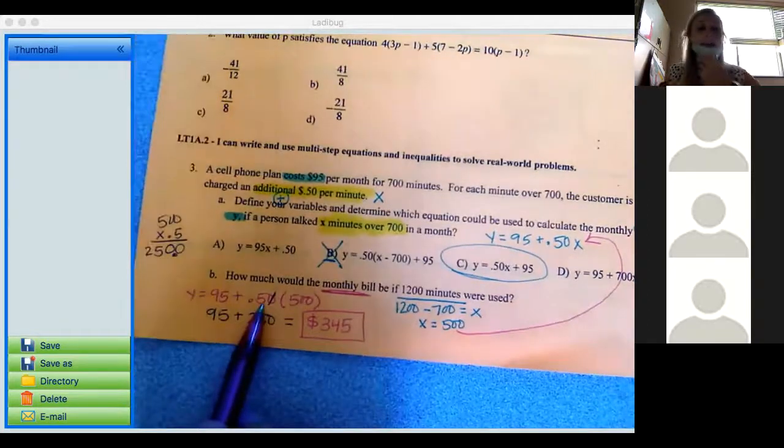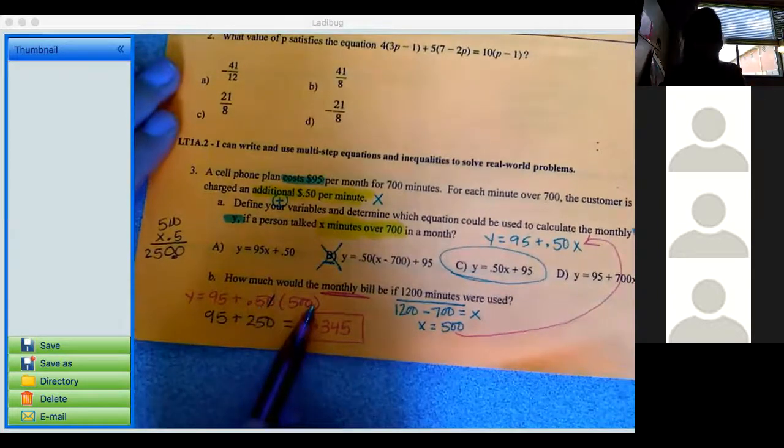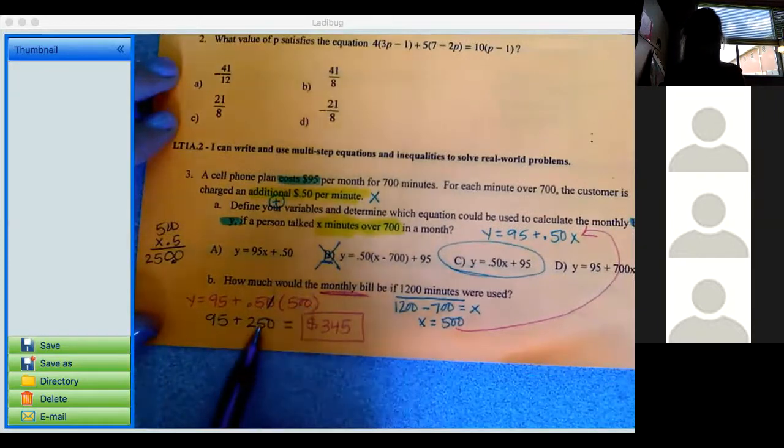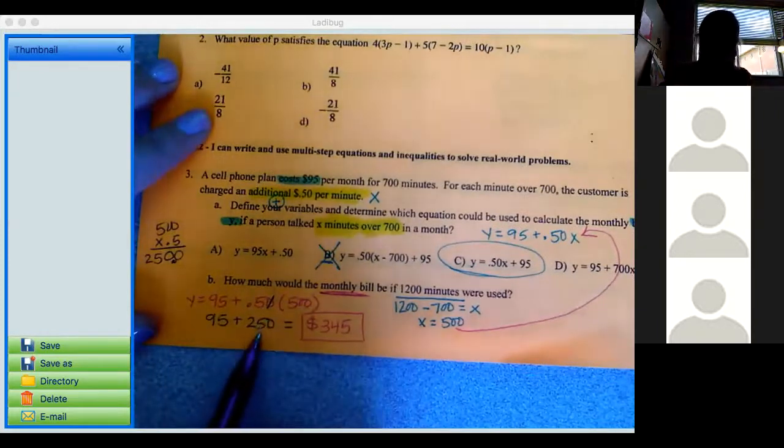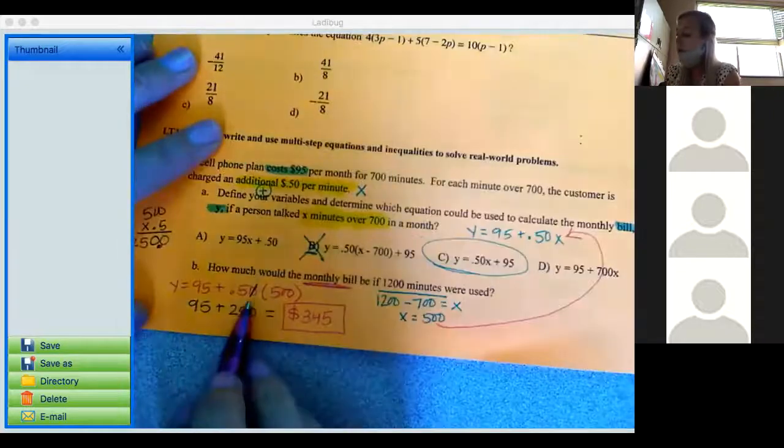All right, so let's think about it. 50 cents is half of a dollar, right? So the other way you could have done this one other way. What's half of 500? 250. So you could have done it that way. The third way you could have done it, you can do it just like this.